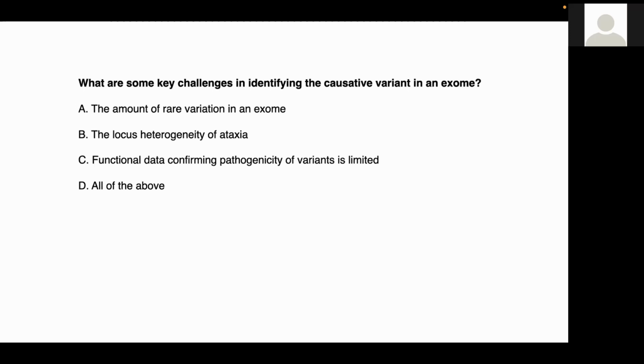So the question for the audience is: is this one of the key challenges in identifying the causative variants? I'm at 52%, so I think that's good enough. Do you want to take us through the results, Stephan? Fantastic. You got it all right. That's great. As I said, the amount of rare variation really is one of the key challenges in figuring out which single one or 2, in this case recessive, are the pathogenic ones.